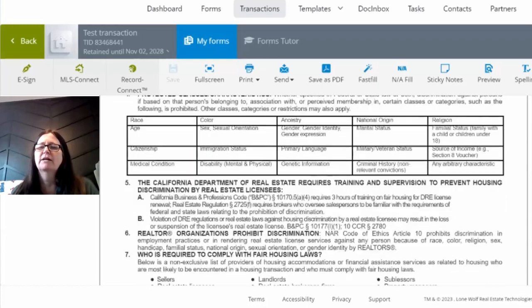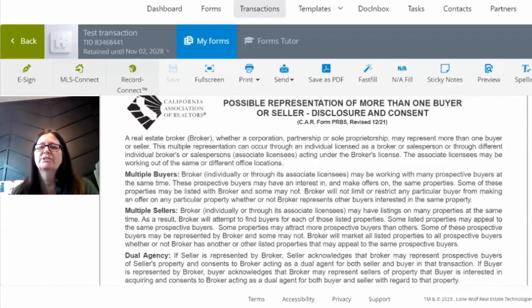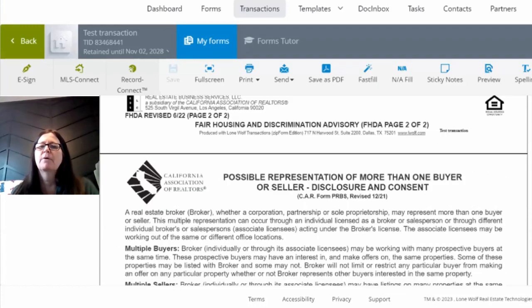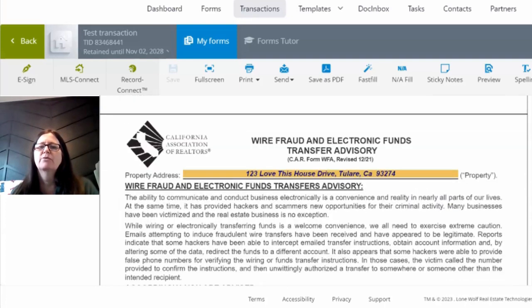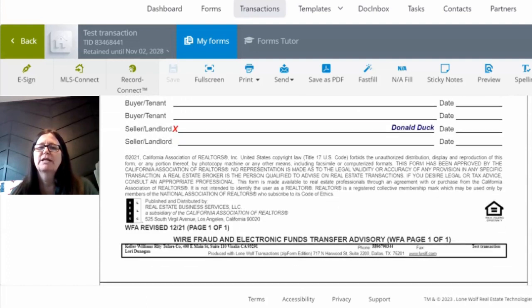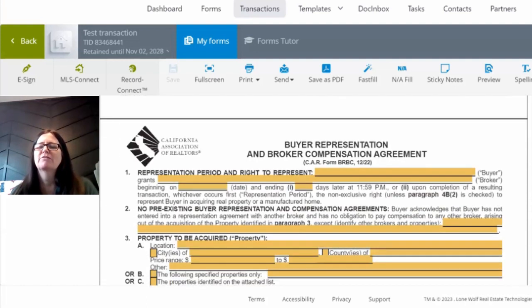Then we have the fair housing and discriminatory advisory. Then we have the possible representation of more than one buyer or seller. And we have the wire fraud advisory. And then we get into the form that we're here for today. Like Ernie said, when we present this to our clients, we want to just present it matter of fact. It's not like this big thing that we're having them sign. It's just, okay, here's the next step. Go ahead and sign this, and then I can get to work helping you find your house.